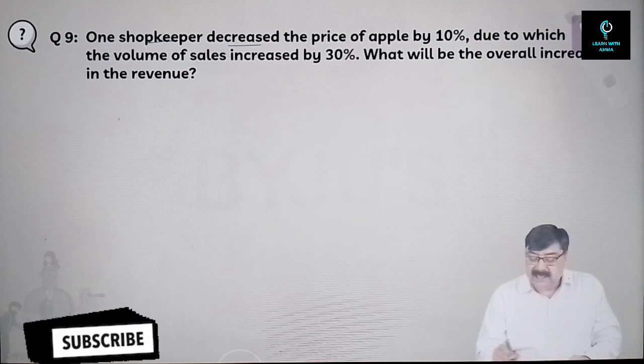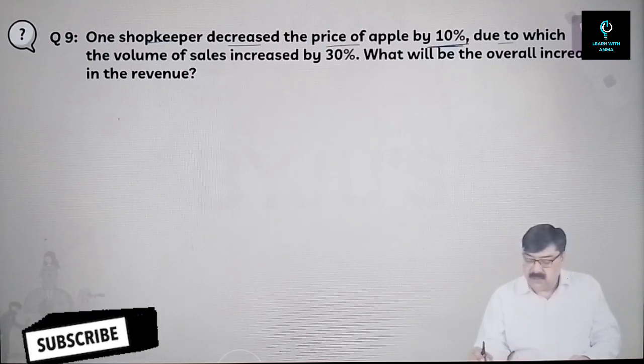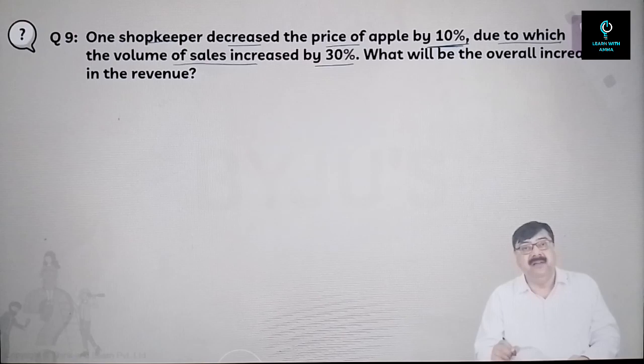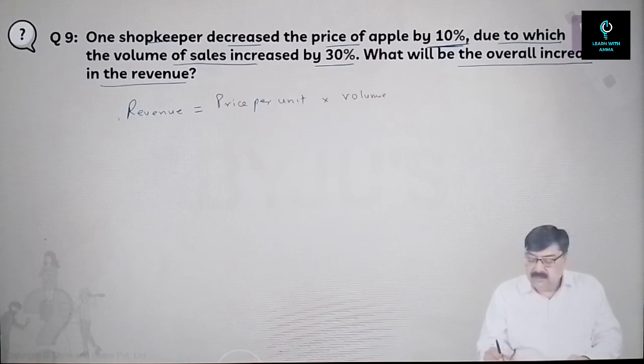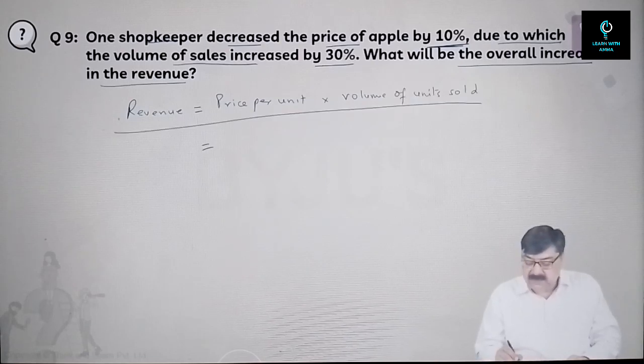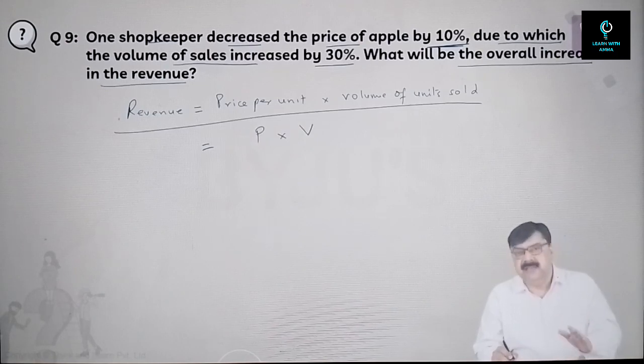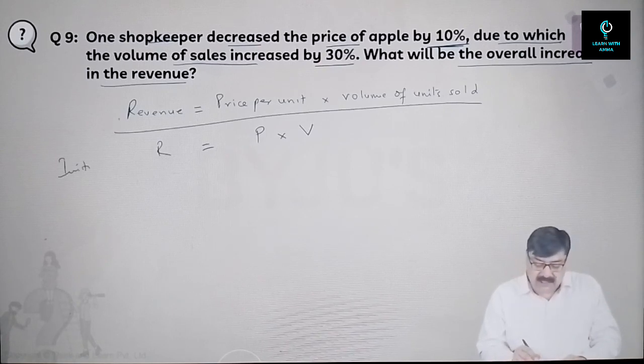Now, one shopkeeper decreased the price of apple by 10%, due to which the volume of sales increased by 30%. Now, what will be the overall increase in the revenue? Now, see, what is the general form of expression for finding out revenue? It is nothing but price per unit into volume of units sold, isn't it so? Now see, price per unit initially was P, let us say, and volume was V, let us say. Alright, now this represents the revenue. So this is what happened initially.